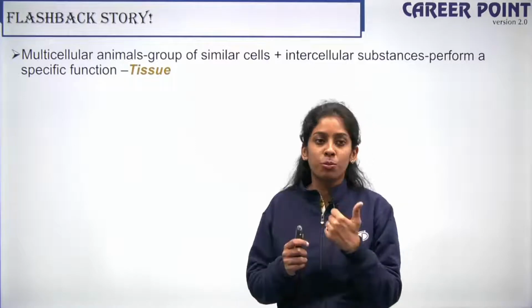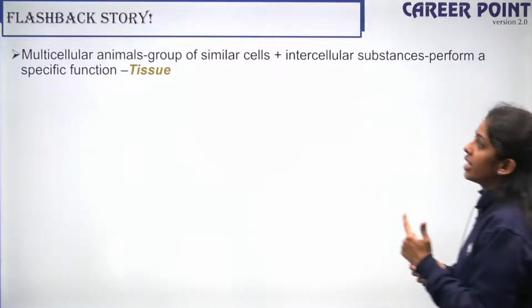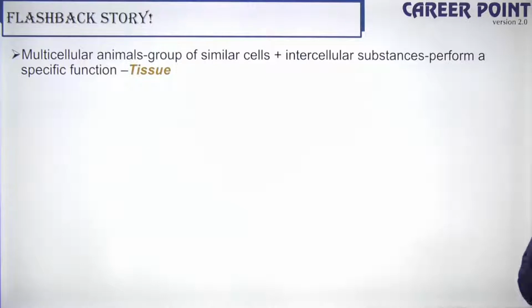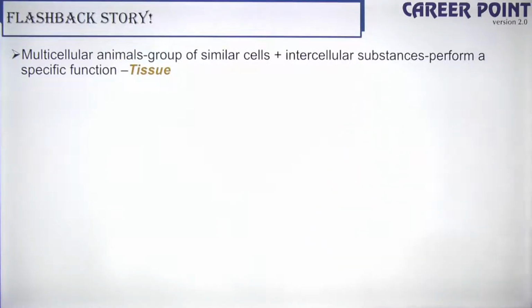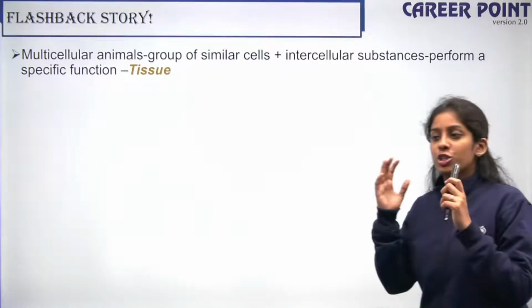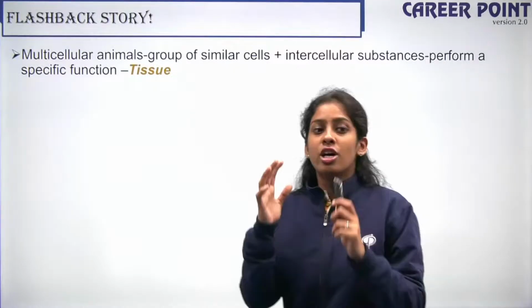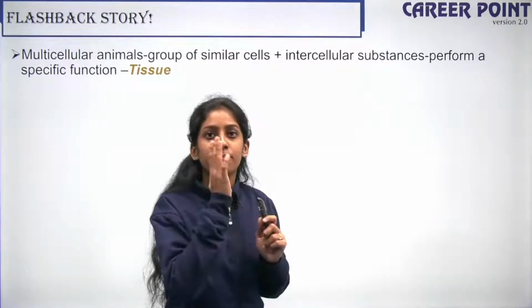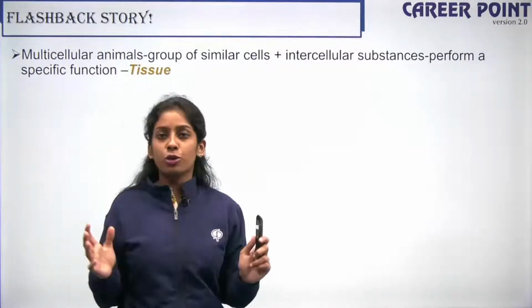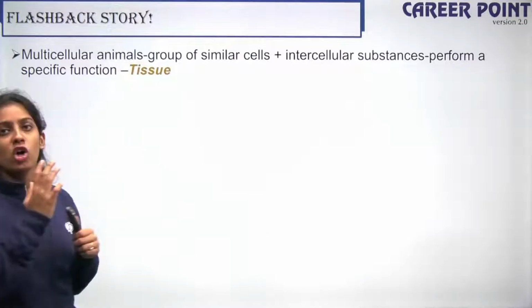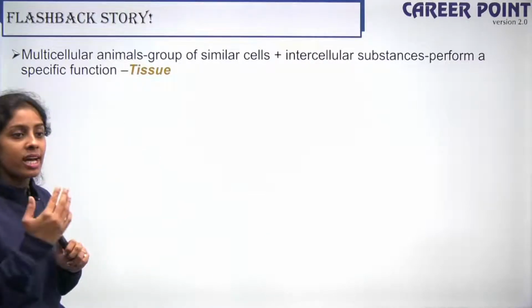Yes. So multicellular animals form a similar group of cells, plus they have intercellular substances, the substance present between the cells. Intercellular is the space between the cells. They perform a specific function called a tissue. So once again, tissue is a group of similar cells plus the secretion between them, or the secretion in that particular area, together known as a tissue, and they perform a common function. For example, when I say hepatic tissues, they are tissues of the liver. They are made up of hepatic cells, and they have your liver secretions.